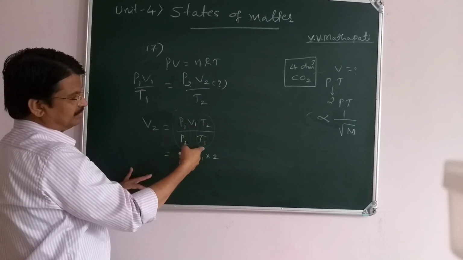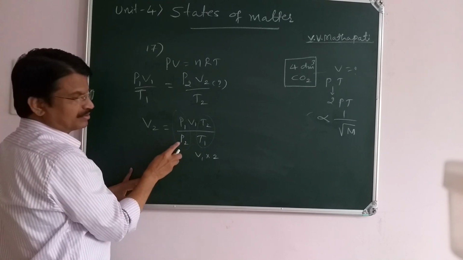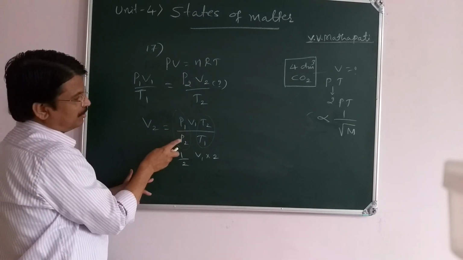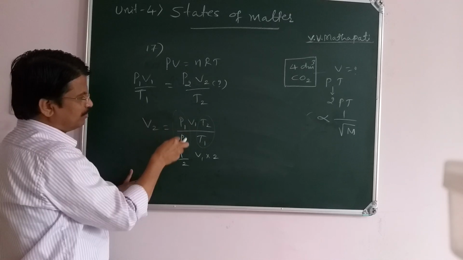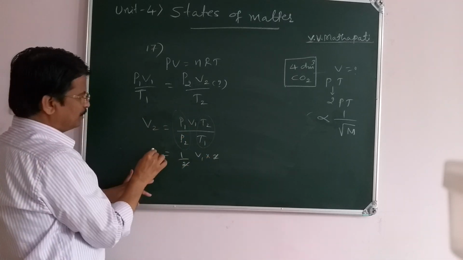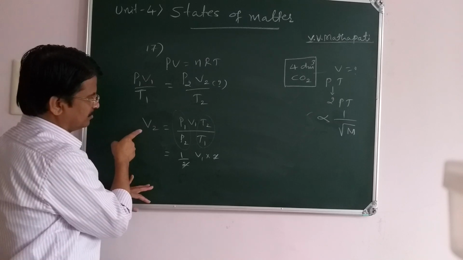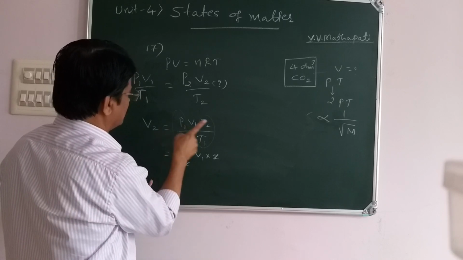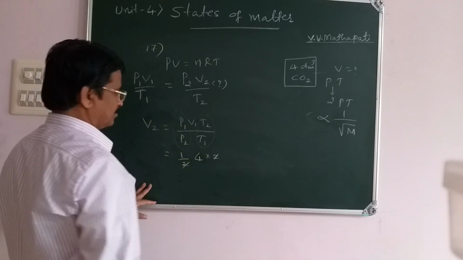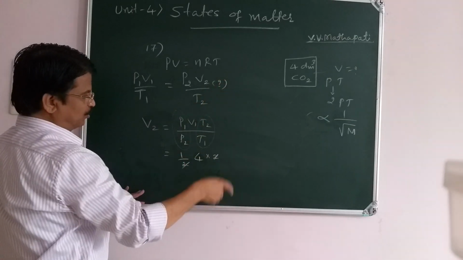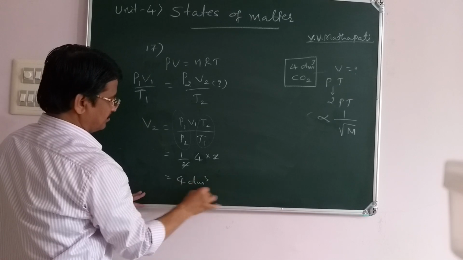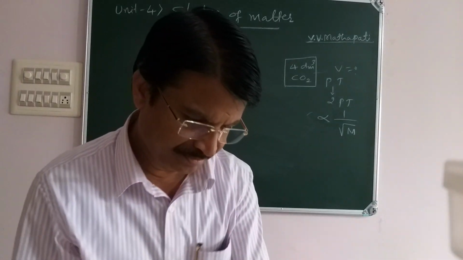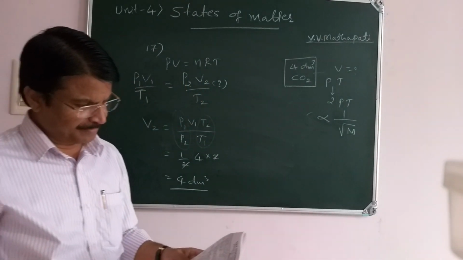T2 is double of T1, and P2 is double of P1. Therefore, 2 by 2, the 2 cancels, and V2 value you have to find out. V1 value is also given, 4 dm cube. Therefore, the volume remains the same, 4 dm cube, when temperature and pressure change for CO2 gas. Answer is 3. Next question.